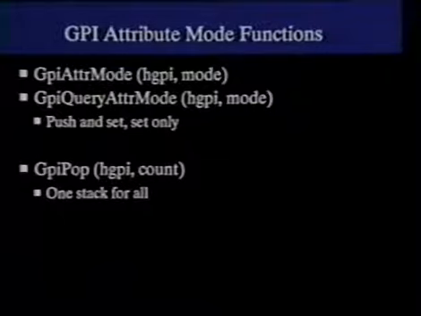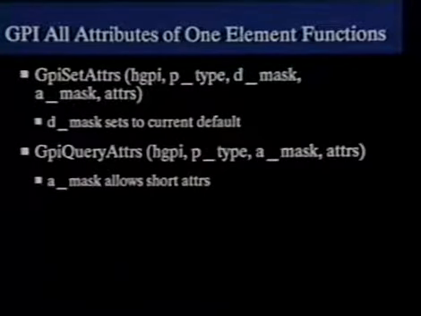Because you can push and inquire attributes and pop them off of the stack, you can set the mode to be push and set or set only. And if you have a stack of attributes, you can pop things off of them. In terms of setting attributes, you can set all of the attributes for one element using the dmask and the amask, as well as the attributes list. The dmask specifies which attributes are to be reset to the current default values, and the amask is used to specify which attributes are to be set to a value passed in the attributes array.